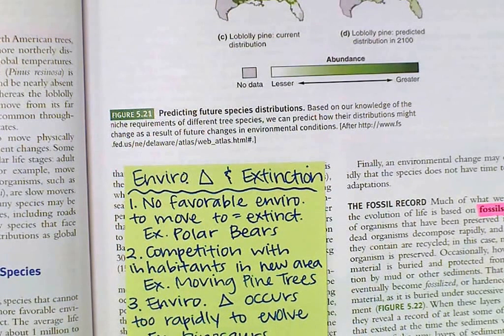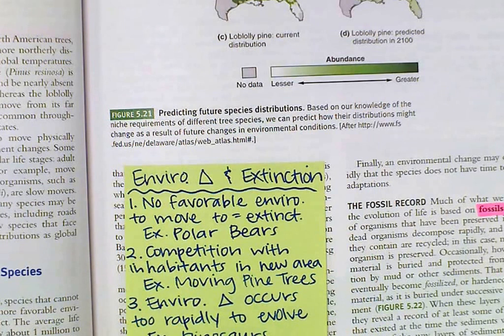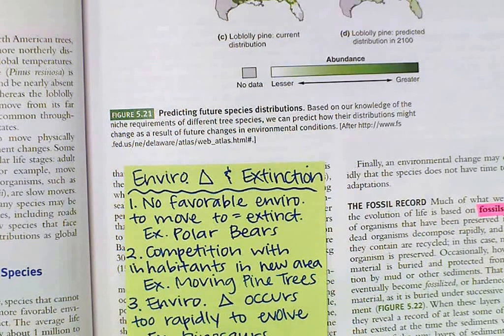Now, environmental changes and species extinctions. If there's no favorable environment to move to, different organisms will become extinct. And that's what we're worried about right now with the polar bears: if they don't have anywhere to go, then they're going to go extinct.